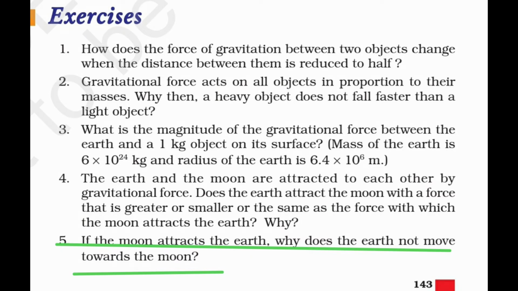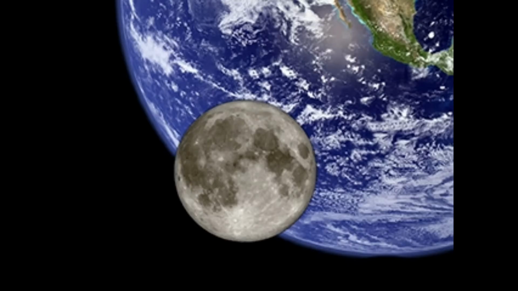Question 5. If the moon attracts the earth, why does the earth not move towards the moon? The acceleration produced in the earth due to the force exerted on it by the moon is very small, as the mass of the earth is very large. Hence the movement of the earth toward the moon is not noticed.